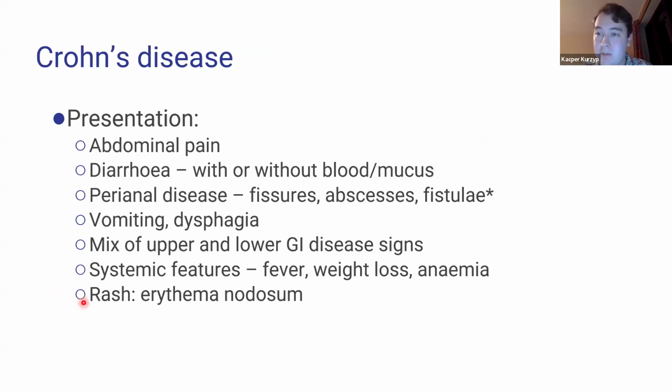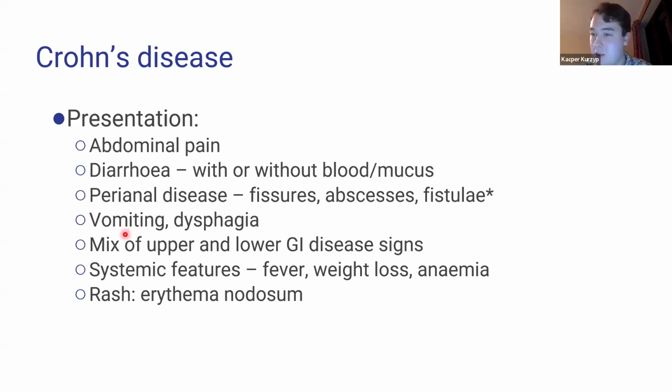Now, Crohn's disease, the differences in presentation: abdominal pain, diarrhea, that's relatively expected. However, it can present with perianal disease, so anal fissures, abscesses, fistulae, those are quite specific to Crohn's disease and not seen in ulcerative colitis. So fissures, cracks, abscesses, pockets of pus, not nice. Fistulae, abnormal connections between cavities, again, not nice.